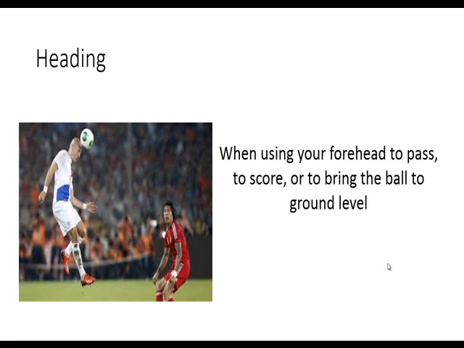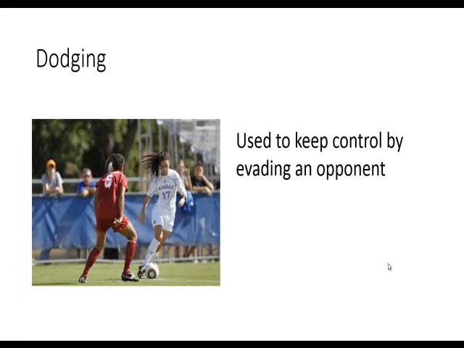Heading is when a player uses their forehead to try to move a ball in a direction that they want, whether it be to shoot, to pass to a teammate, or to get a ball that's in the air back on the ground. Dodging is used by the player with the ball to try to avoid a defensive player.